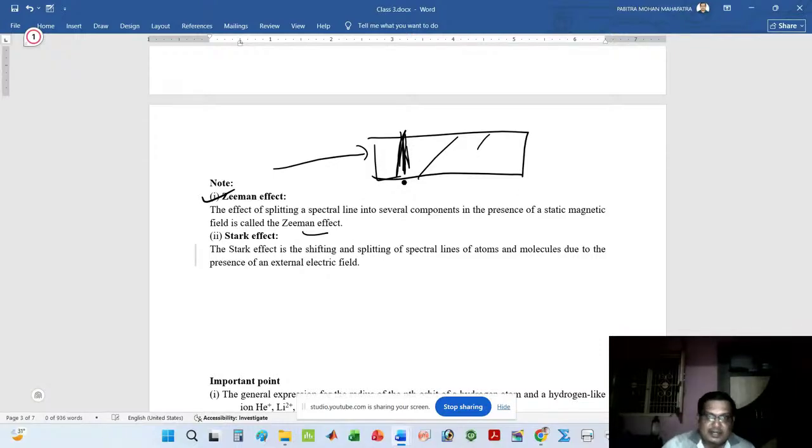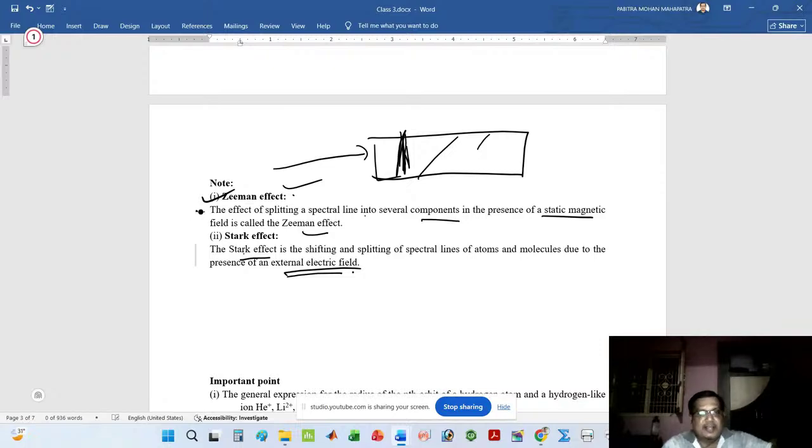When a spectral line comes under the presence of a static magnetic field, the spectral line splits into several components. This effect is called the Zeeman effect. Similarly, when the spectral line comes under an external electric field and breaks up, such an effect is called the Stark effect. Again, the Zeeman effect is the splitting of a spectral line in the presence of a static magnetic field. The Stark effect is the splitting of the spectral line in the presence of an external electric field.